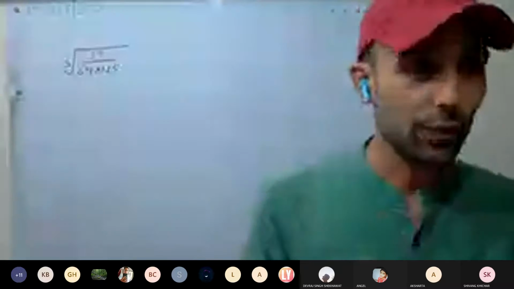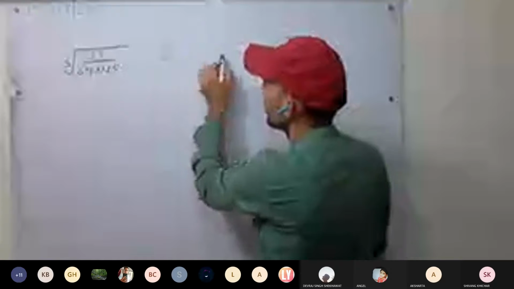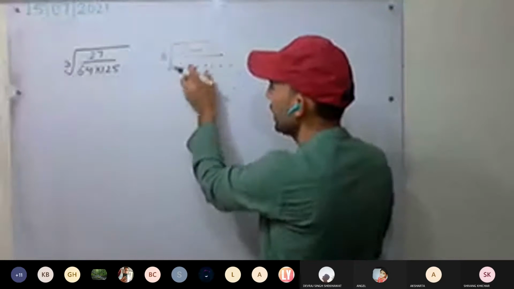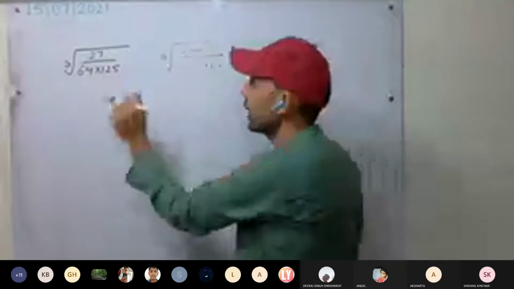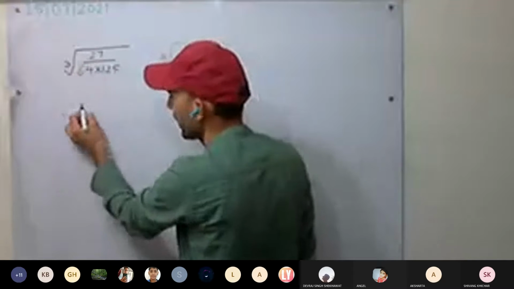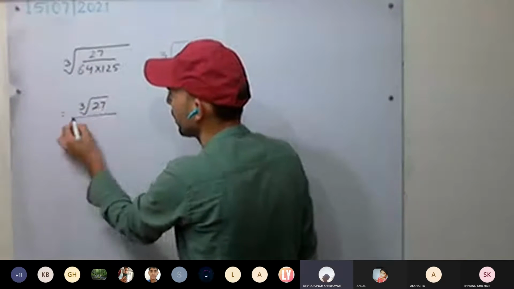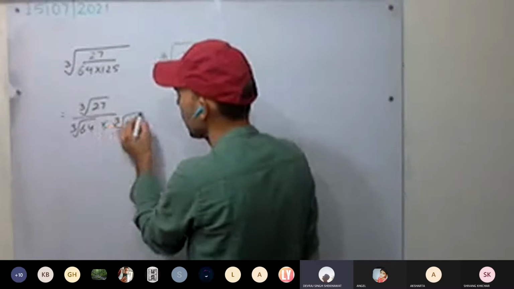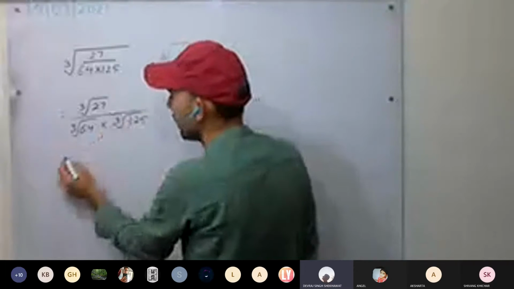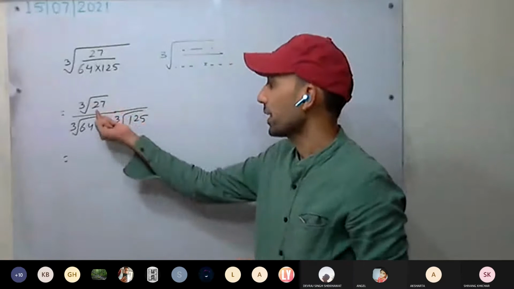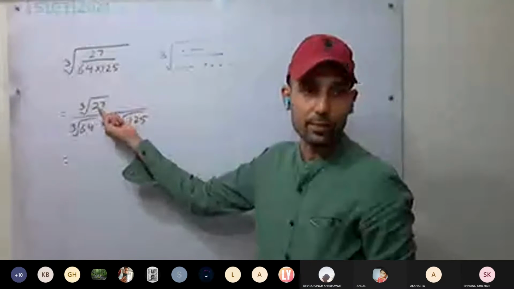If you do not know that, what will you do? Then factorize it, make the triplets and solve. Here we have an idea that these all three are perfect cubes, so we can write it like this: cube root of 27 divided by cube root of 64 into cube root of 125. 3 upon 4 into 5, that is 3 upon 20. What is the cube root of 27?